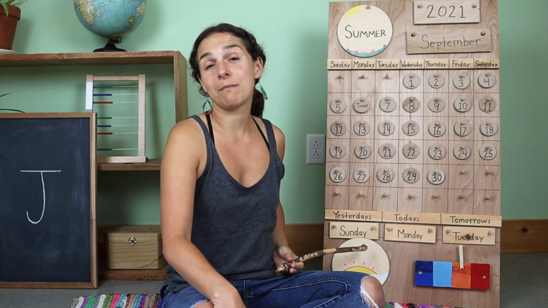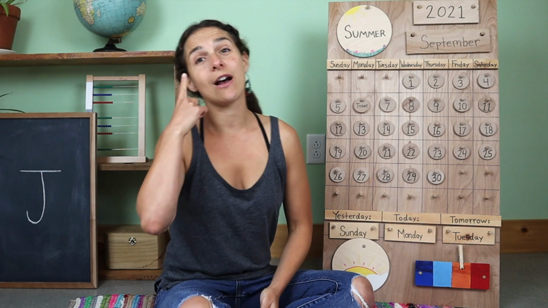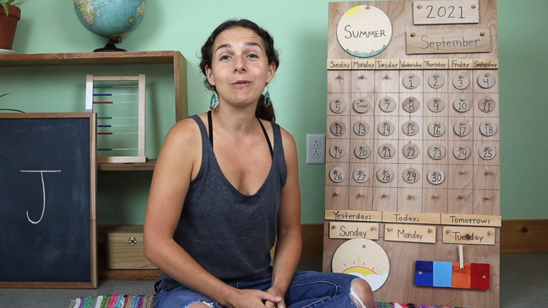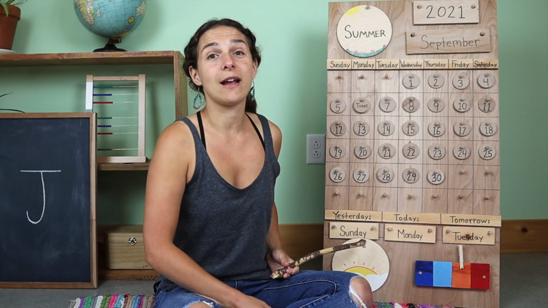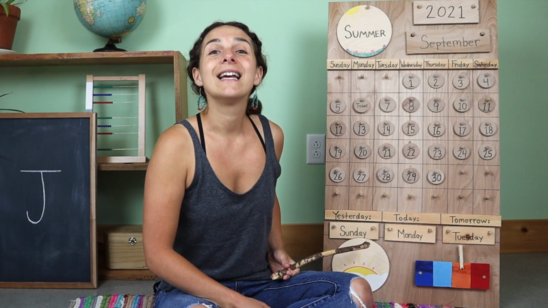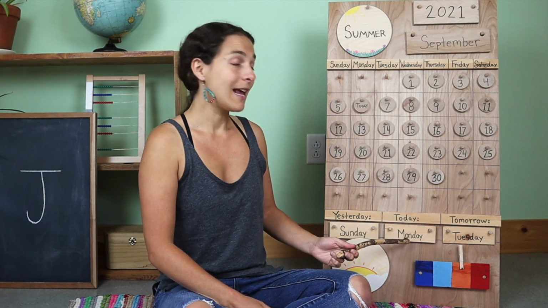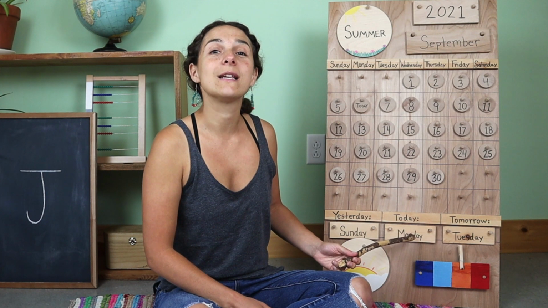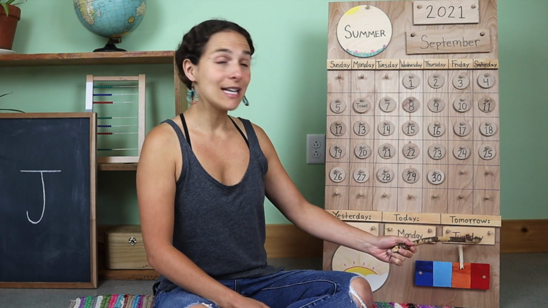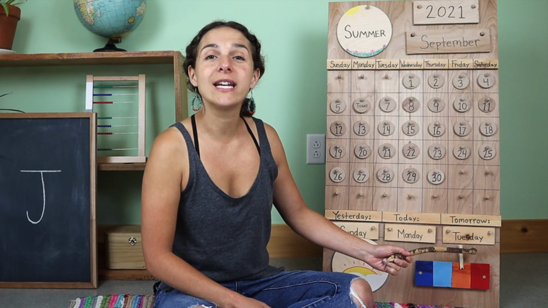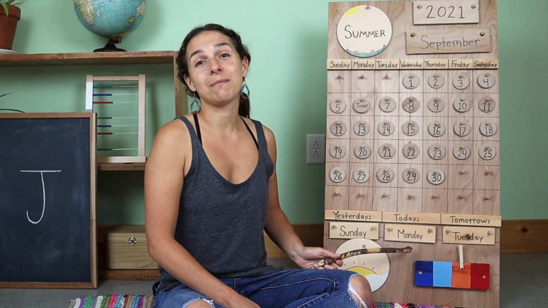Let's go down to the bottom of the chart and go over the days of the week together. I'll give you the sound that the day starts with, and if you know what the day is, you can say it with me. This says that yesterday was Sunday, the last day of the weekend. That means that today is Monday, and tomorrow will be Tuesday. Let's sing Today is Monday together.